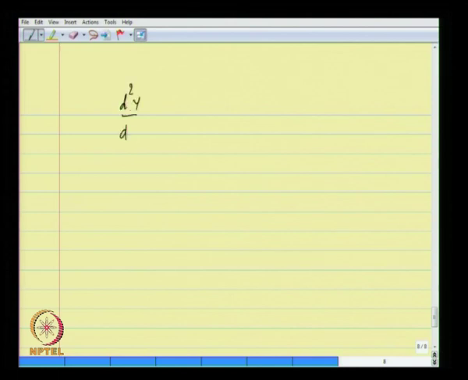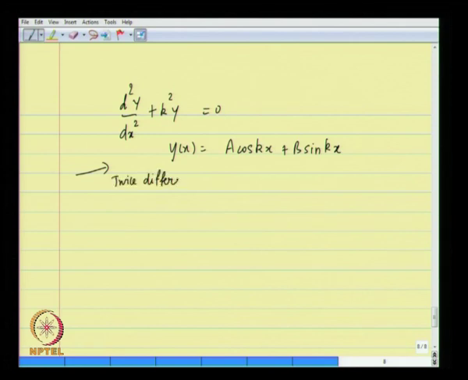d square y by dx square plus k squared y is equal to 0. Okay. It should be immediately obvious that y of x has the solution a cos k x plus b sin k x. Twice differentiating this, you will get that equation.